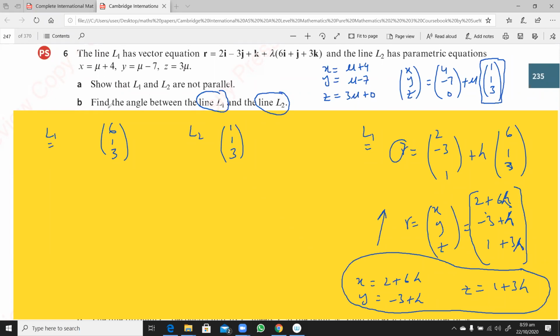This is a bad question. It just says find the angle between the line L1 and L2. We should be clearly told whether we have to find the acute angle or the obtuse angle.